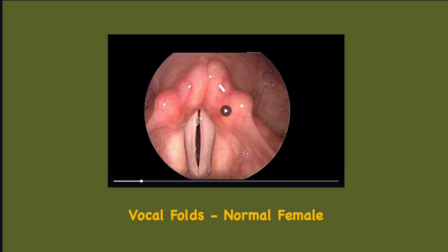Alright, so again, we see the vocal folds of a normal adult female.